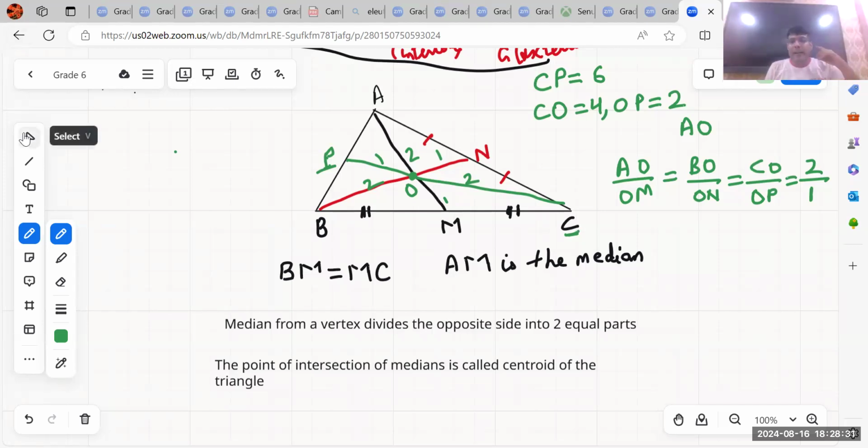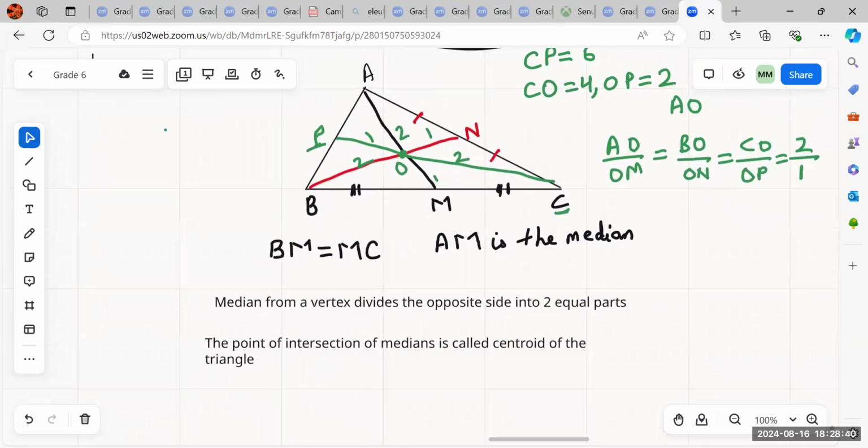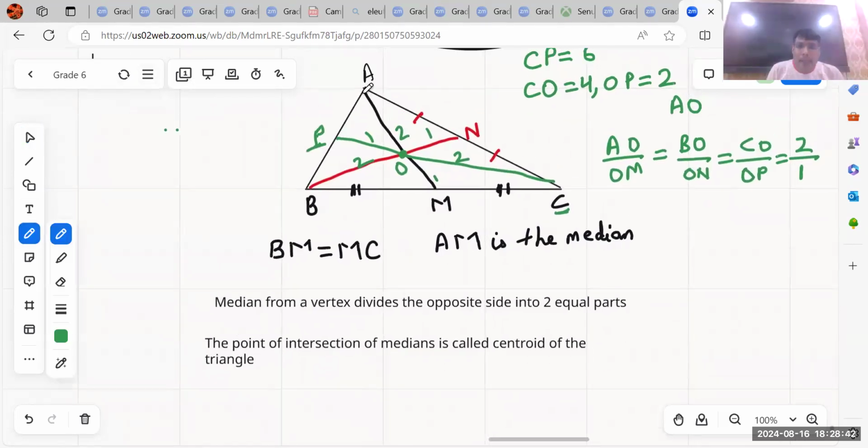So this is about the median. If you have any doubts, you can ask me. No doubts? No, sir. Sir, I do not understand this, it's a bit confusing. See guys, a median divides the opposite side into 2 equal parts.